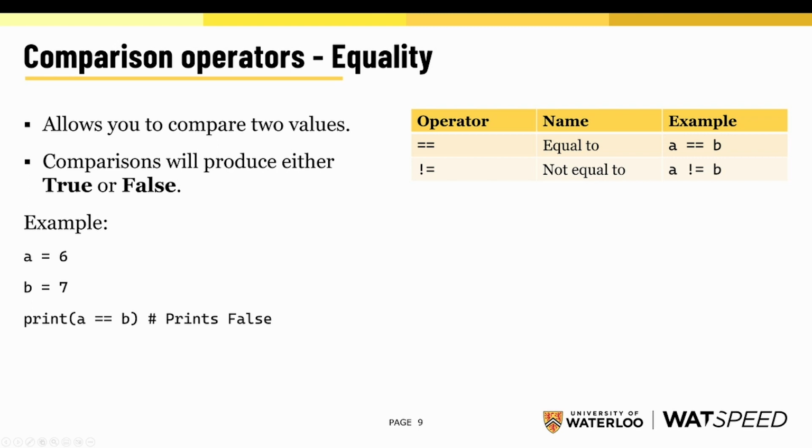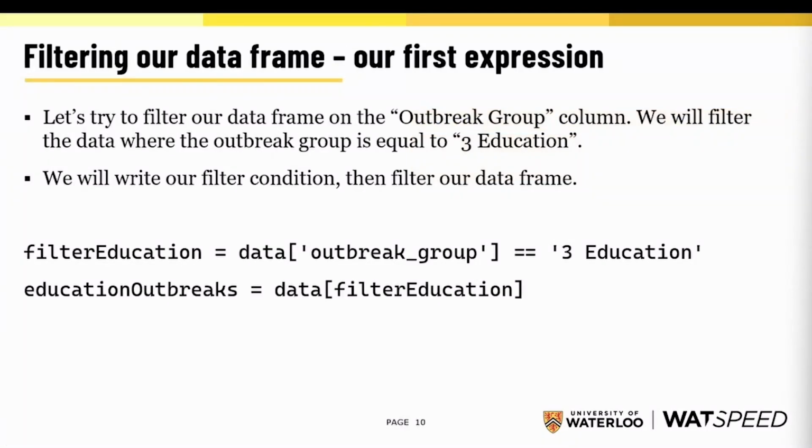So let's use this to create our first filter expression in our data frame. We're going to filter our data frame on the outbreak group column. So we're going to filter our data where the outbreak group is equal to 3 education. And what we're going to do is create a variable that will hold our filter condition, and then we will pass that filter condition into our data frame to filter our data frame.